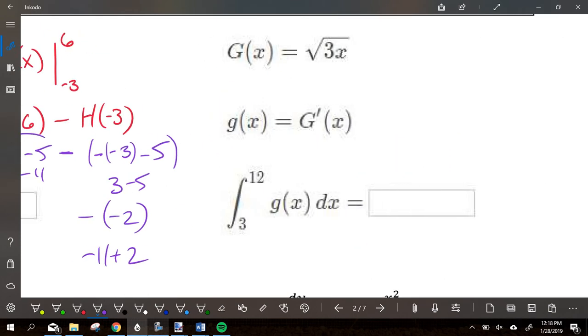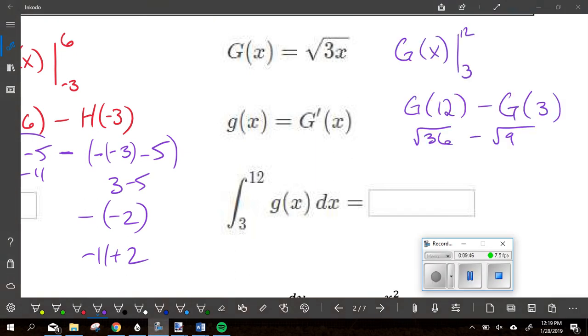Try the next one. Find the integral from 3 to 12 of g of x. We did g of x. We evaluated that thing starting at 12 going to 3. So to do that, we just did capital G of 12 minus capital G of 3. You plug in 12 and 3, you get square root of 36 minus square root of 9. 6 minus 3, it gets me 3. That's pretty straightforward, but what we just did there is we are taking the derivative of the integral. Okay? We said that the derivative was this and then worked from that direction.